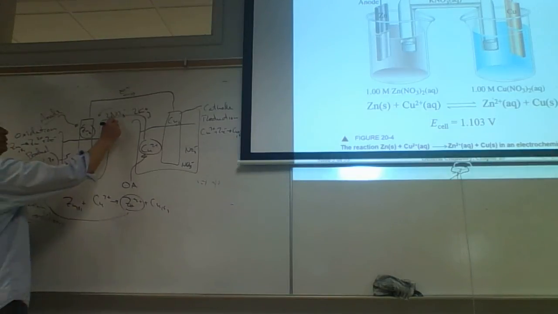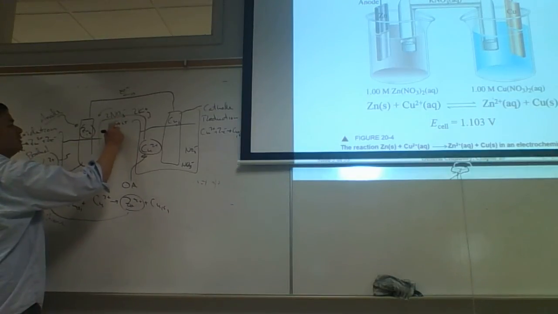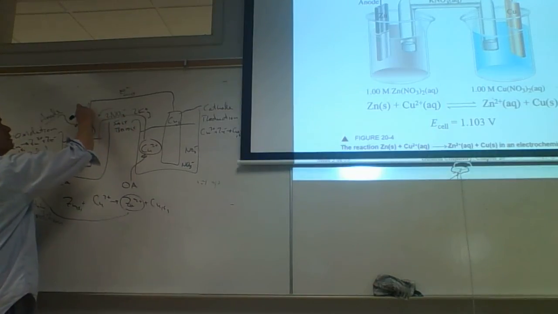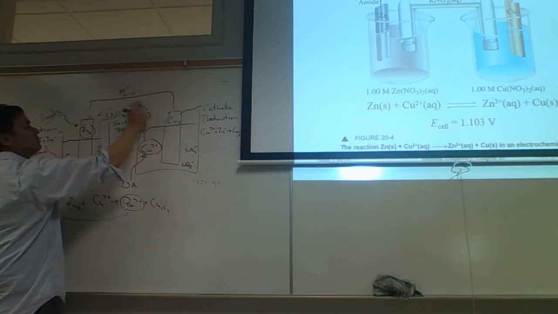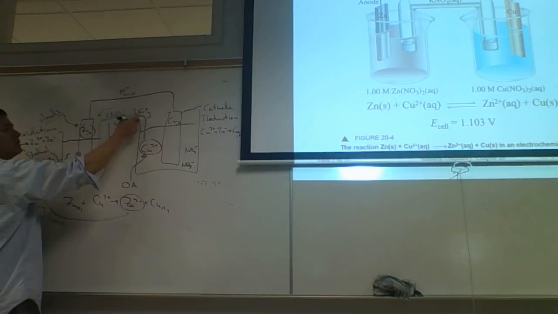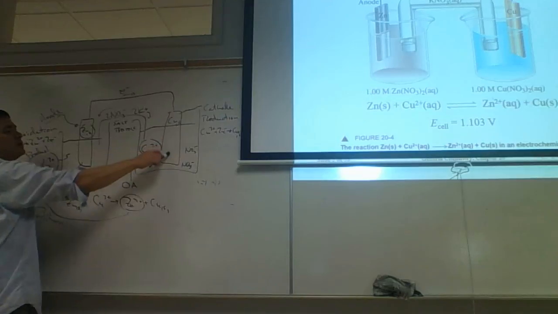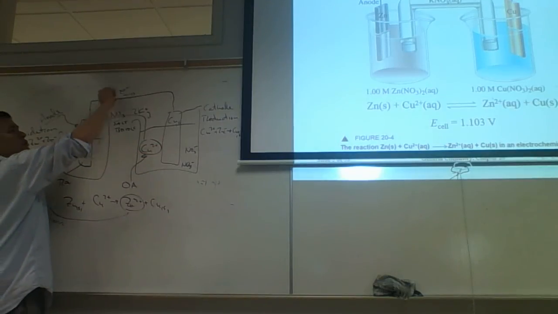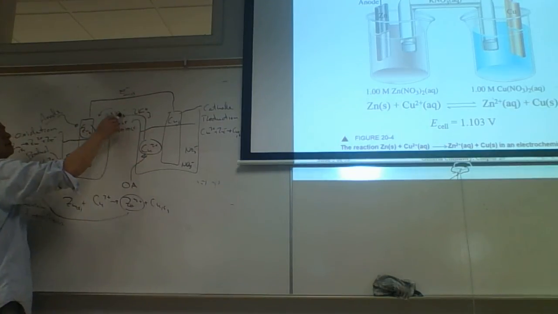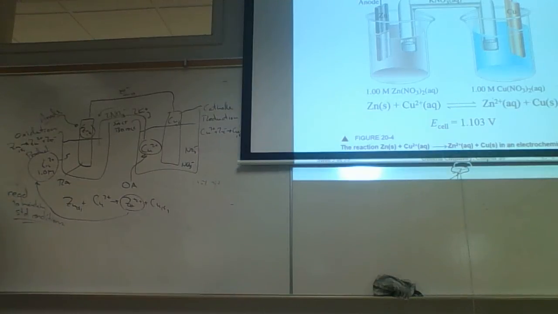The salt bridge is called the internal circuit. The wire is called the external circuit. And so the electrons flow in the external circuit. In the internal circuit, the ions flow. If you look at the negative charge, it just makes a big circle. The electrons on the external circuit, the nitrate ions in the internal circuit. And so we just see this migration.